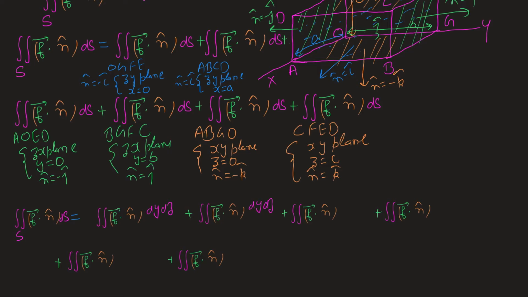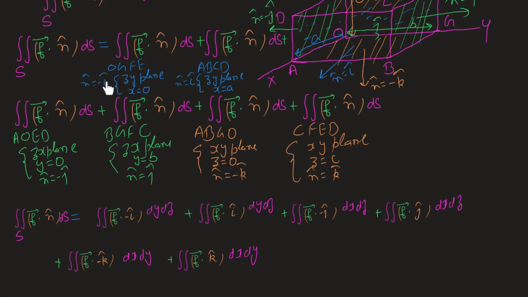And now see, this plane is the xz plane or zx plane, and this is also, so here it will be dx dz, here dx dz. And now these are xy planes, so here it will be dx dy, dx dy. In place of n cap I'm going to substitute the corresponding values. This is minus i cap, here will be i cap, and so on. So I'm going to put these values, and it will be something like this.